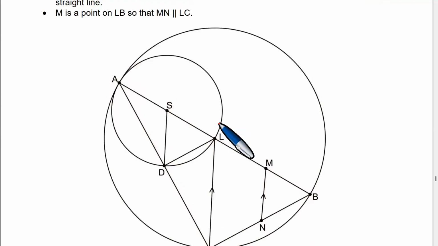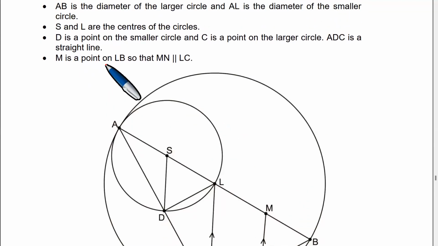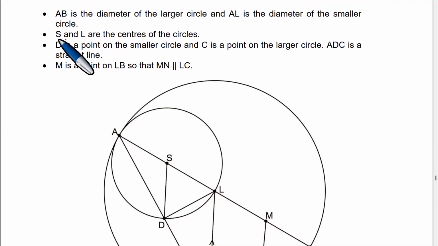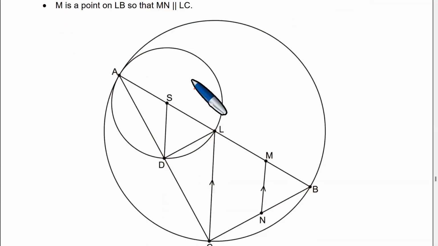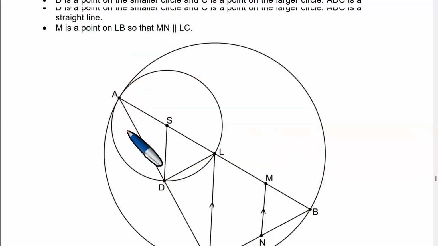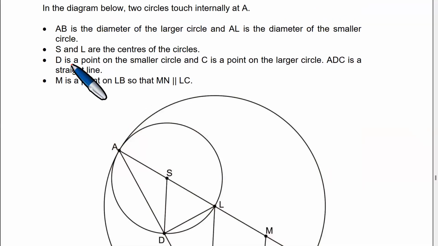AL is the diameter of the smaller circle. S and L are the centers of the circles. S is the center of the smaller circle, and L is the center of the larger circle.